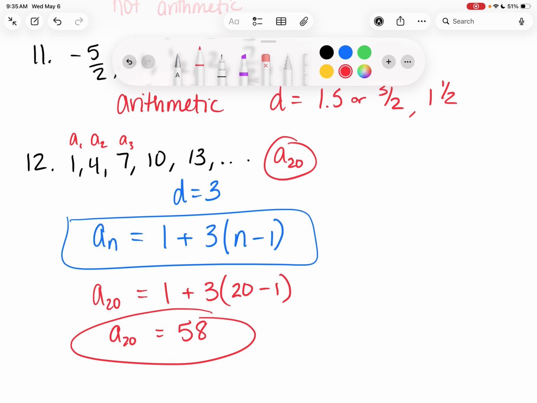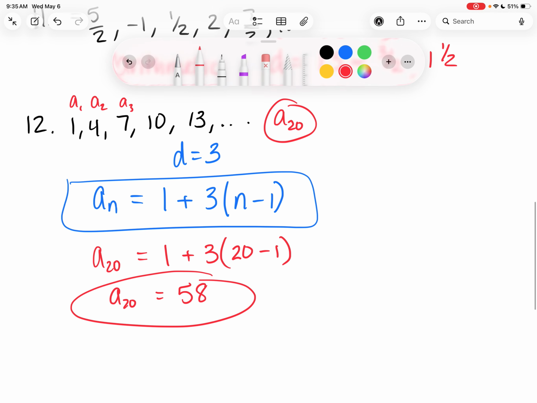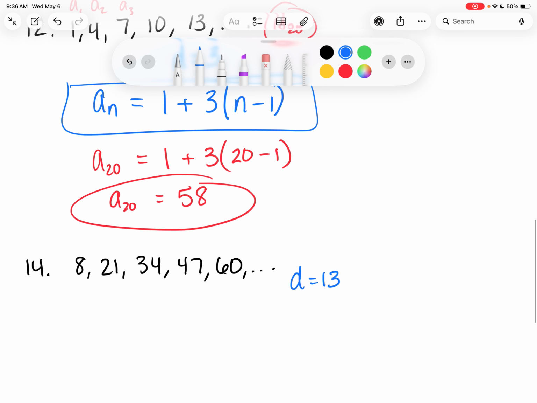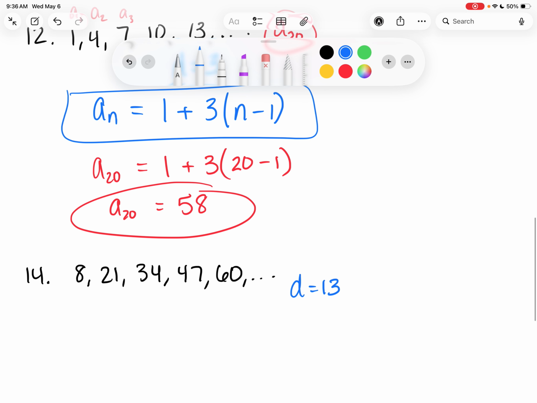So, 14, 8, 21, 34, 47, 60. Anyone want to give it a shot at how to write this? You're adding 13. So our common difference is going to be 13. So how would I set up my equation here? A sub n equals 1 plus 13 parentheses n.